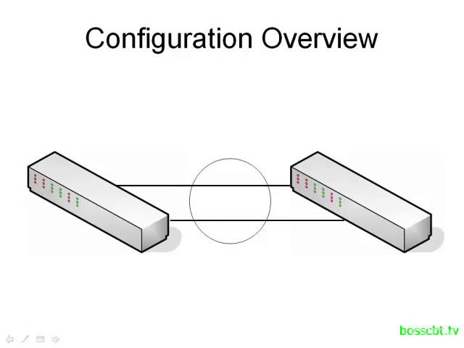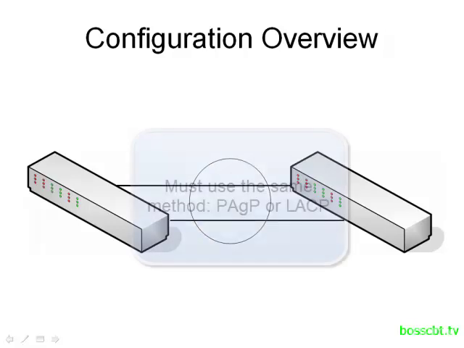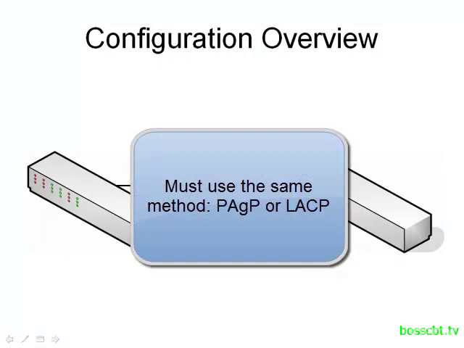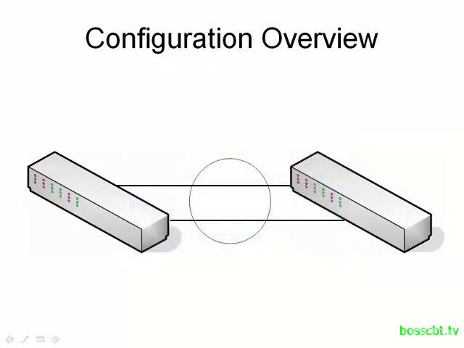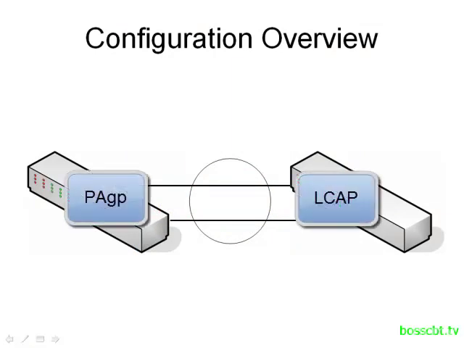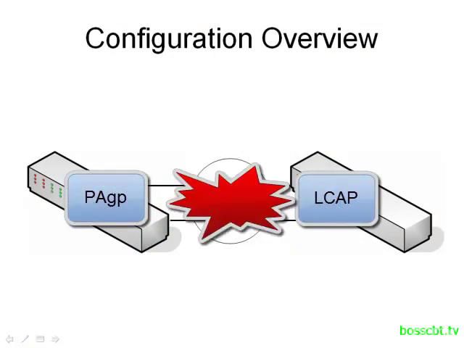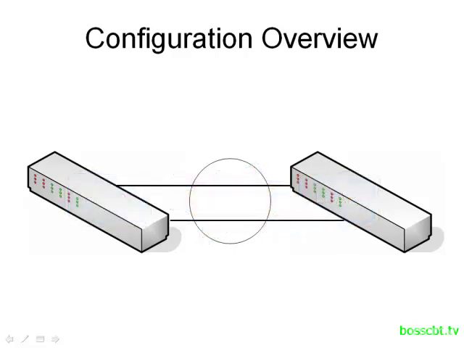Now sometimes this bundle of links is referred to as an EtherChannel, and sometimes it's referred to as a port channel. Don't get confused, they're referring to the same thing. A few things to keep in mind. You should have the same number of interfaces in your EtherChannel on both switches, and you should also use the same method to create the EtherChannel on both switches. What I mean by that is, if you use the Cisco method on one switch and you use the IEEE on the other, they're not going to work together. You will not create an EtherChannel. So it has to be the same on both switches.